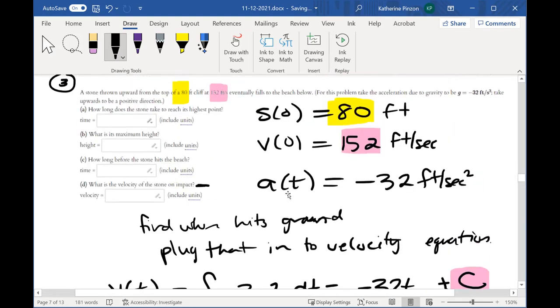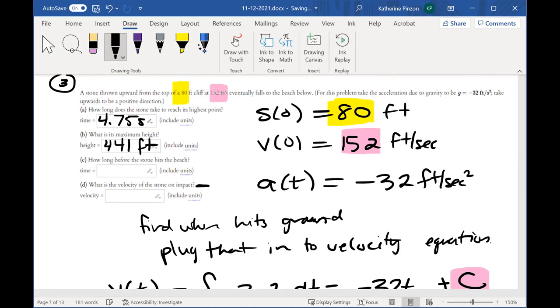So up here, how long does it take to reach its highest point? 4.75. Probably S is for seconds, right? What is its maximum height? 441, probably FT. How long before it hits the beach? 10 seconds. What is the velocity of the stone on impact?